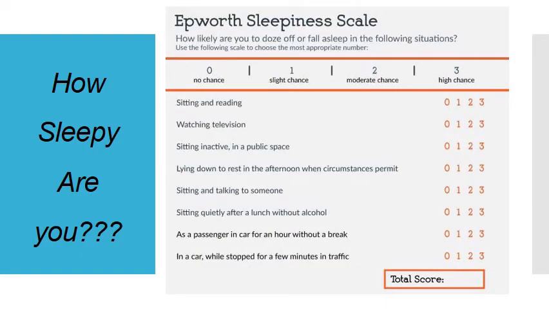So I guess the first thing that you can do is have a go at this Epworth Sleepiness Scale. So this will indicate how likely it is that you will fall asleep in the middle of these situations. Now, if you have a higher chance of falling asleep in these particular situations, so sitting and reading, watching television, so on and so forth, it might mean that you probably have some kind of sleep deprivation, which might be indicative of some kind of sleep disorder.